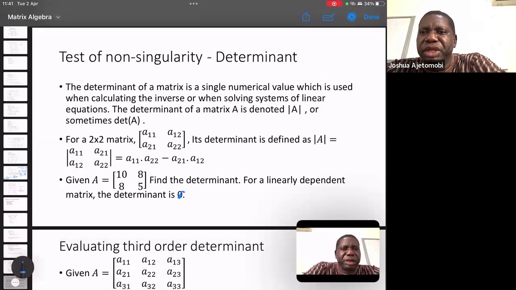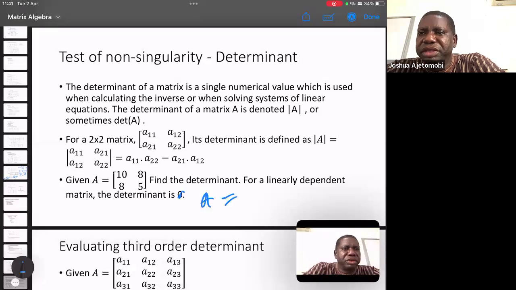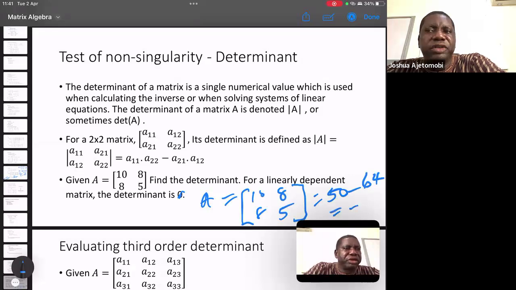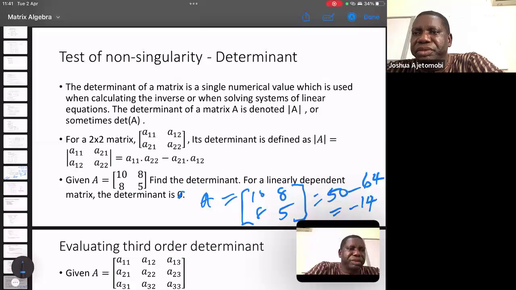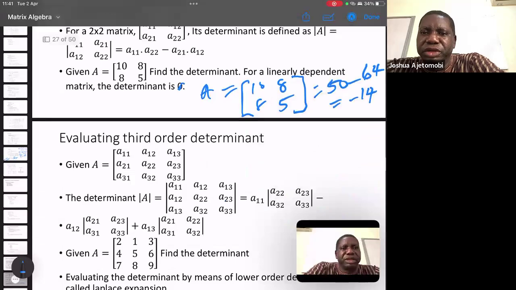So the determinants. I have my A equals 10, 8, 8, 5. So 10 multiplied by 5 is 50, minus 64. So this will be minus 14. That is the determinant. That's how to obtain it. For a 2 by 2 matrix, it is super straightforward.